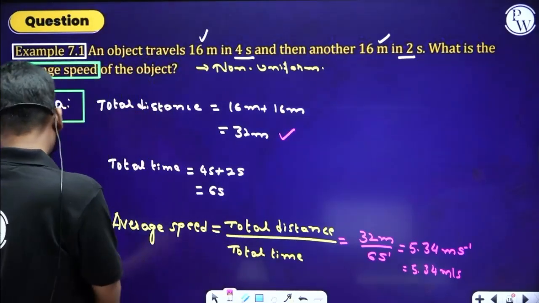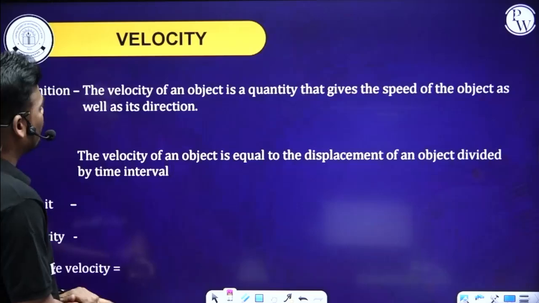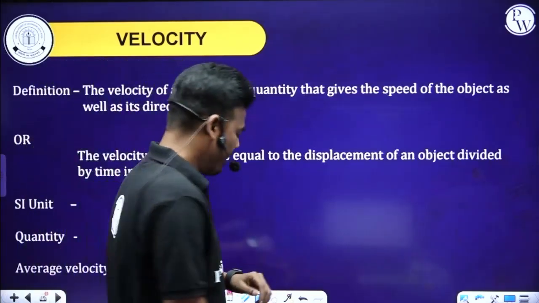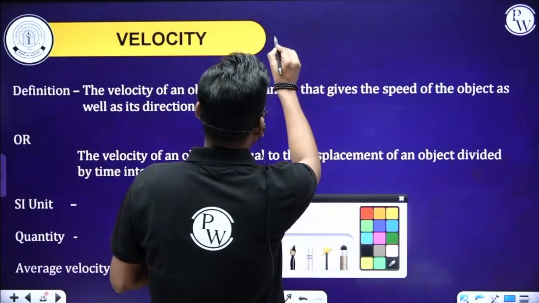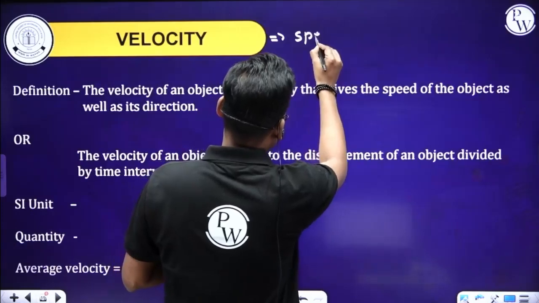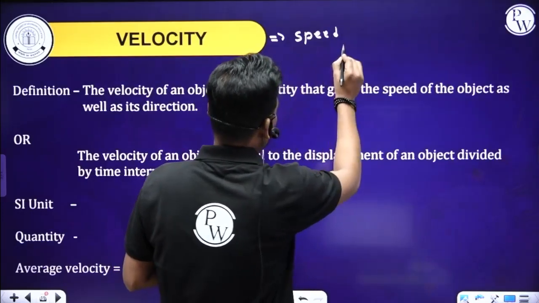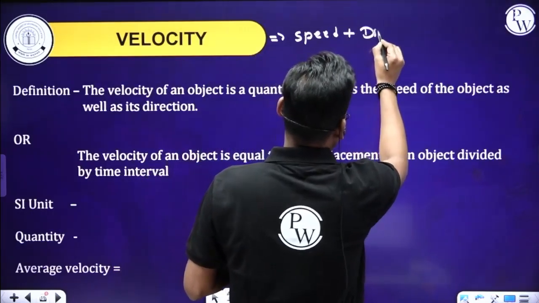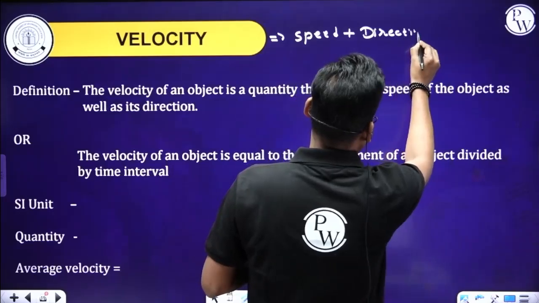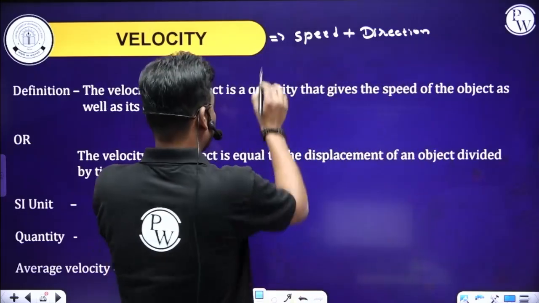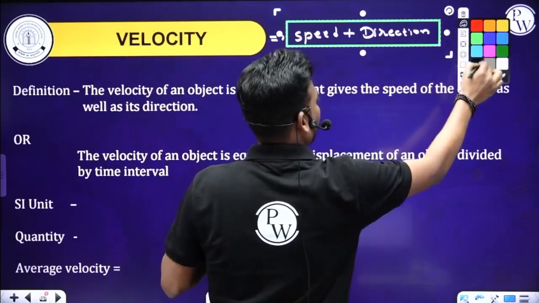Right. Now, let's move on to the next concept, that is the velocity. As I said, this velocity is nothing but speed only. Velocity is nothing but a speed only, but along with the direction. So that we call it as a velocity.